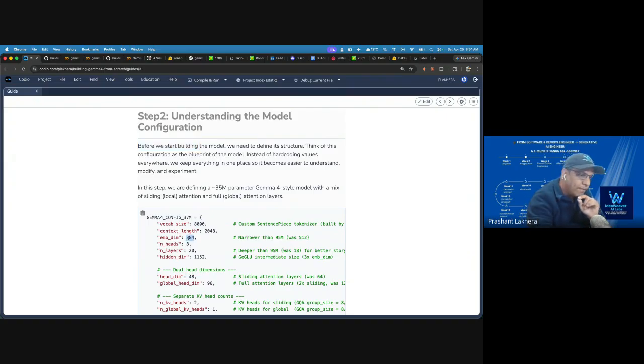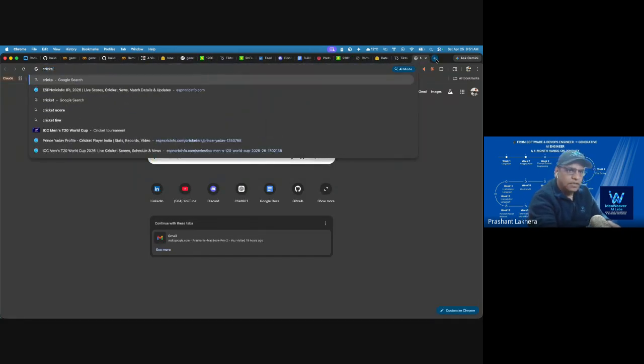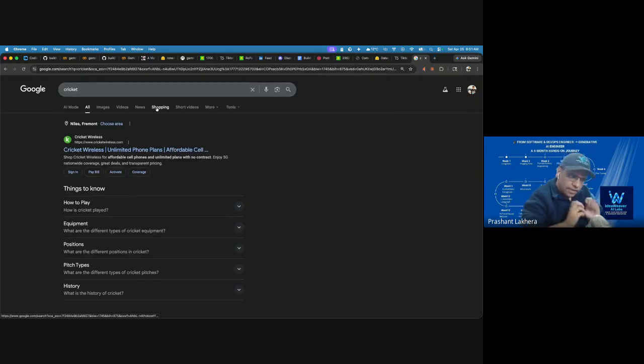Next is called embed dimension, which is the embedding dimension. So dimension, in the simplest of words, as I always use it, is the characteristics. What do I mean by characteristics? Let's take a simple example: cricket. Just imagine that you have heard this word for the first time. You have no idea what cricket is.